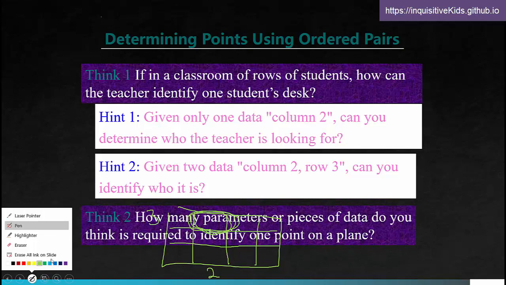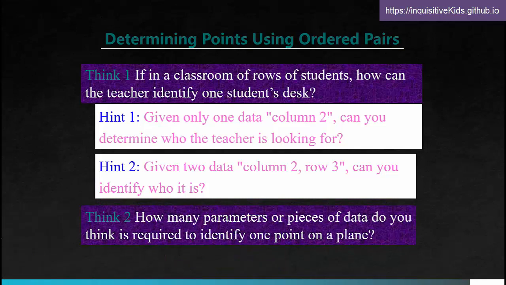So think again. How many parameters or pieces of data do you think is required to identify one point on a plane? So a plane is a 2D space, right? And 2D is 2-dimensional. So the answer to this question would be 2 parameters or pieces of data you need to identify a singular point on a plane. But of course, if you think further, if it was 1-dimensional, you would only need 1, and if it was, say, 3-dimensional, you would need 3.